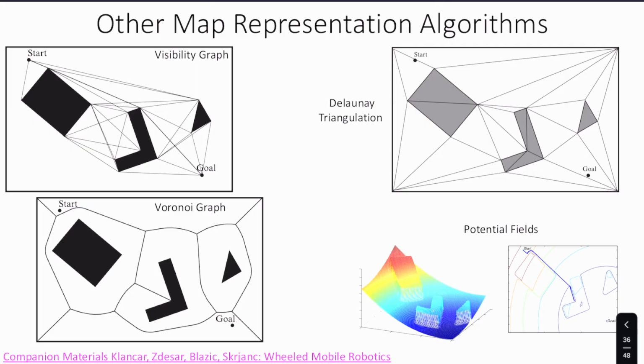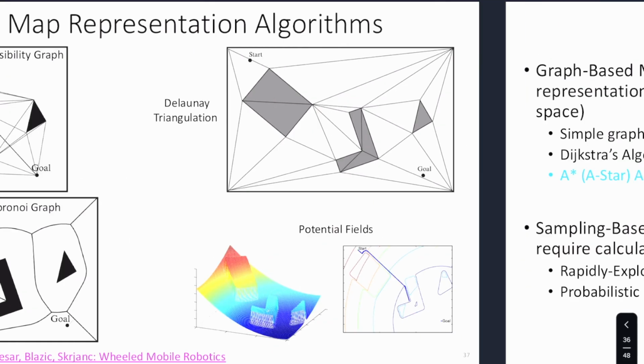Alright, so that is all we'll talk about in terms of map representations, just these really simple, what are called occupancy grids. There are other versions, for example a visibility graph, a Voronoi graph, triangulation methods, potential fields, and I'll give links to these different types of graph representations on the website. But I don't want to confuse people, and we'll just stick with our really simple occupancy grids for this class. And that's where this first video will end.